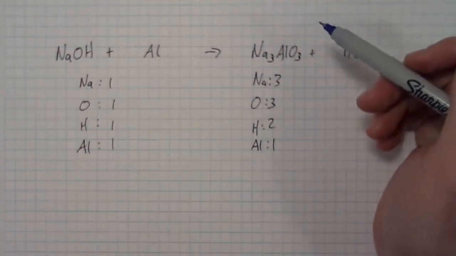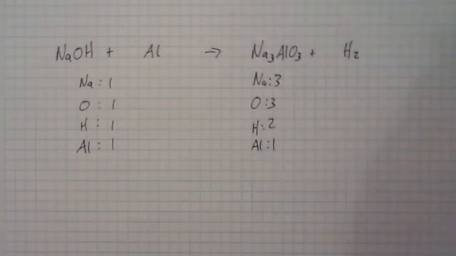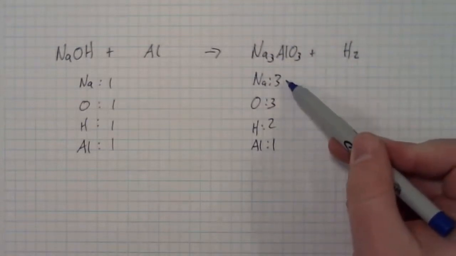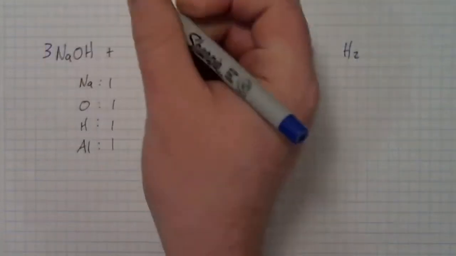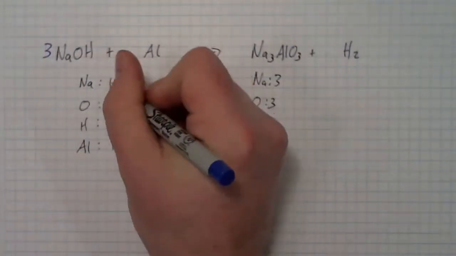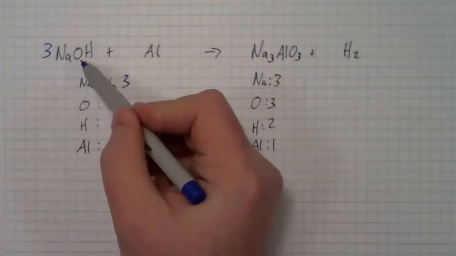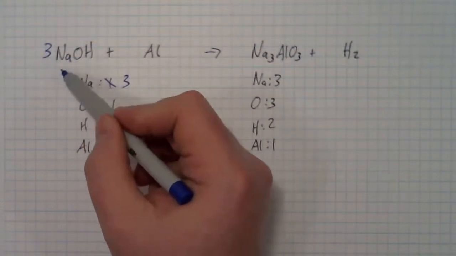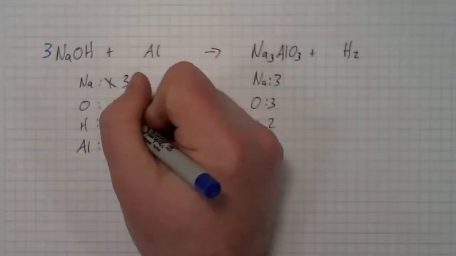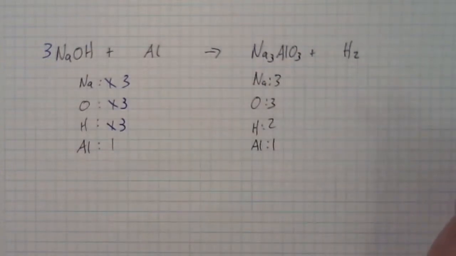Okay, so what do we do next? Well, there's kind of no real right way to go about doing this. I generally start at the top and work my way down. I see I have 3 sodiums on the right-hand side, so I'm going to fix that and make it so now I have 3 sodiums on the left-hand side. Except that 3 also changed the number of O's and H's, because this means I have 3 sodium hydroxides. So I have 3 O's and 3 H's.